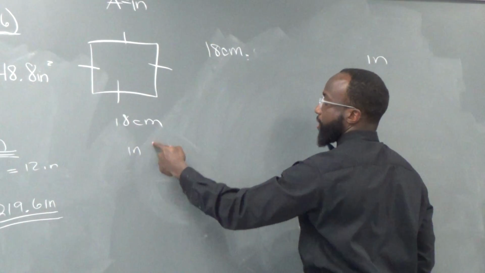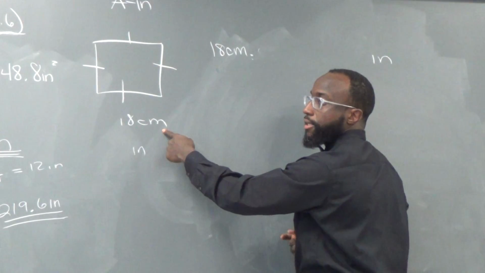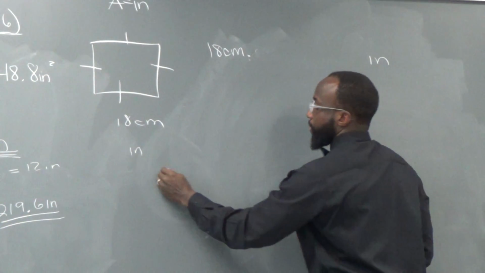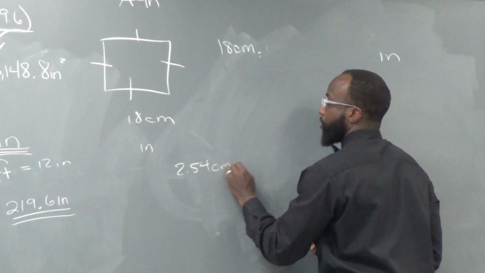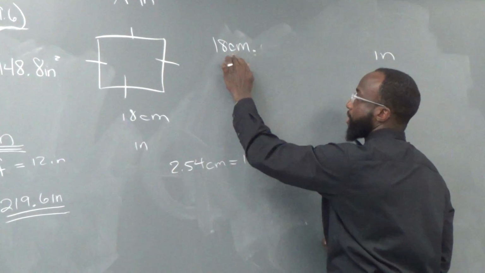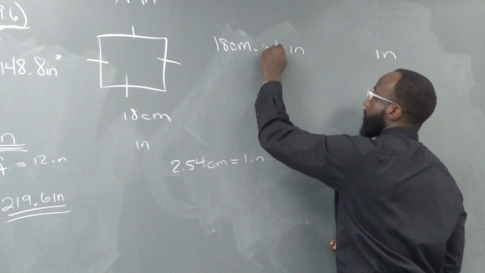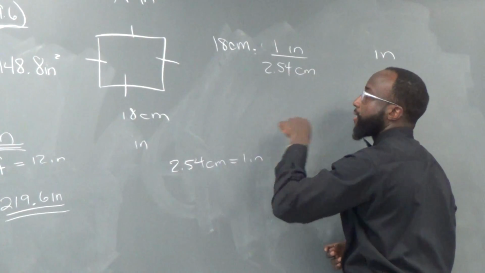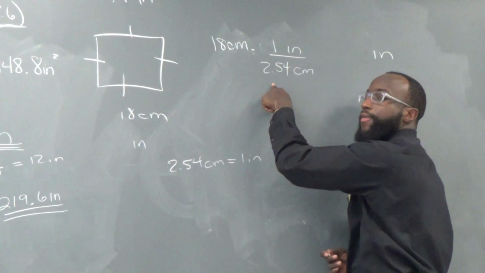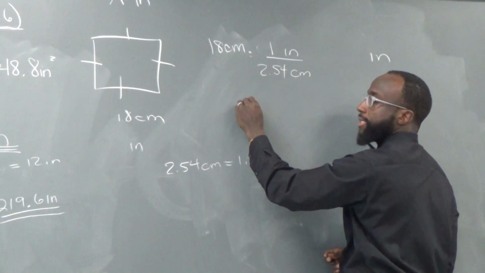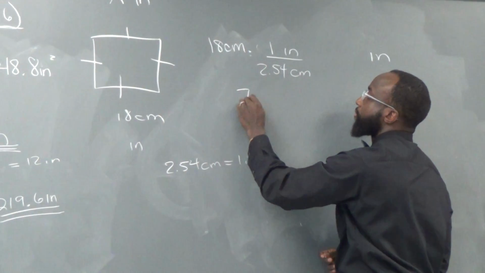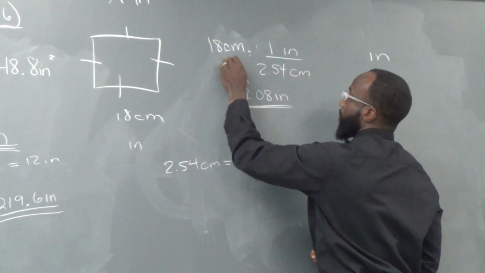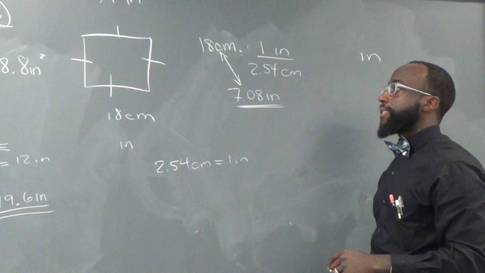So is there a conversion from centimeters to inches or inches to centimeters? How many centimeters make an inch? 2.54 centimeters equals 1 inch. And we're going from centimeters to inches, so inches are at the top, centimeters are at the bottom. Again, you said that you divide, and so that's what you'll do. So that's 18 divided by 2.54, which is 7.08 inches. So 18 centimeters is 7.08 inches, right?